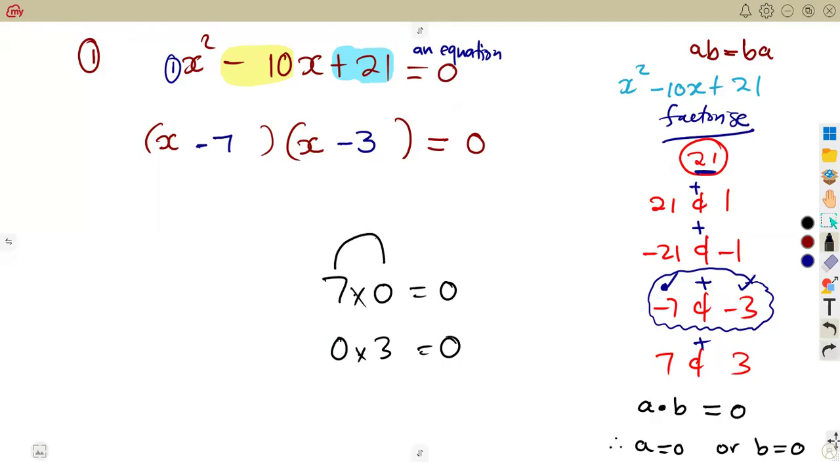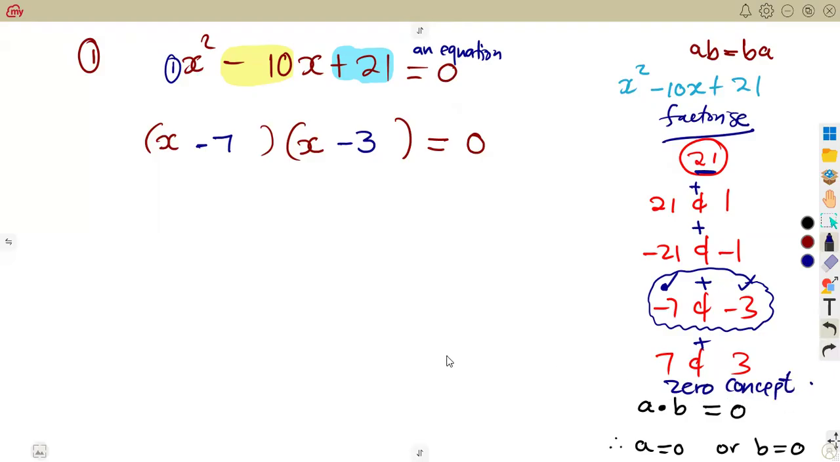But either way, one of these must be 0 in order for you to obtain that. That is why it is only used when it is equal to 0. That is why we call this the 0 concept. So I'm just going to write this as the 0 concept. Only used when it is equal to 0. You do not use this when it is equal to a certain number, maybe 6, or 8, or 10. You cannot use this concept to say x minus 7 is equal to 6. No. Only when there is a 0.